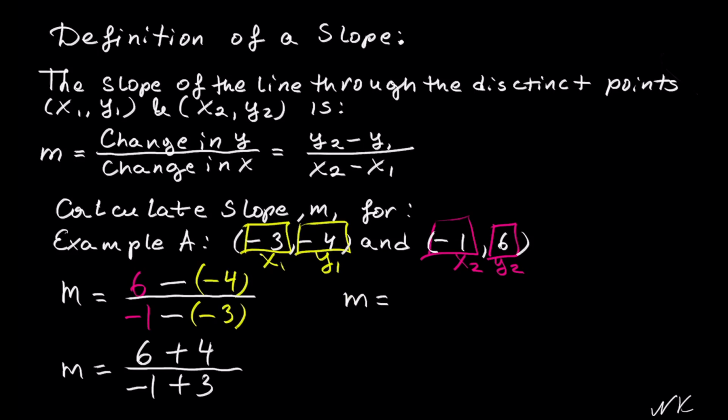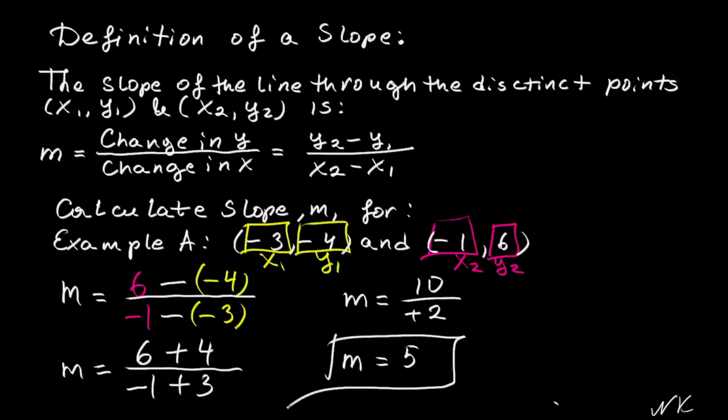This gives us slope is equal to, in the numerator we have 6 plus 4, which is equal to 10, out of, in the denominator we have -1 plus 3. Different signs is a difference, and the difference is positive 2. So we get slope m is equal to 10 divided by 2, which is 5. And this is our solution.